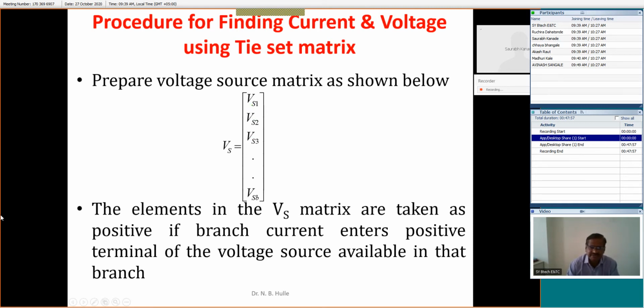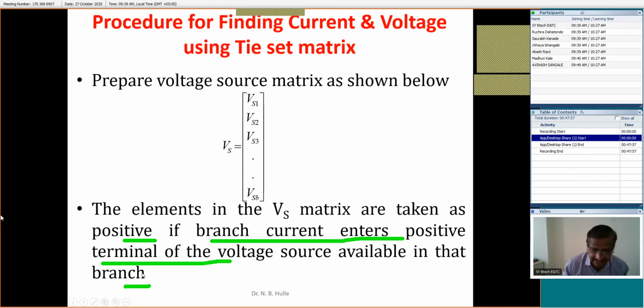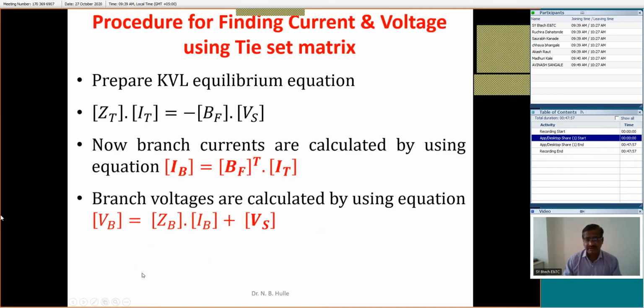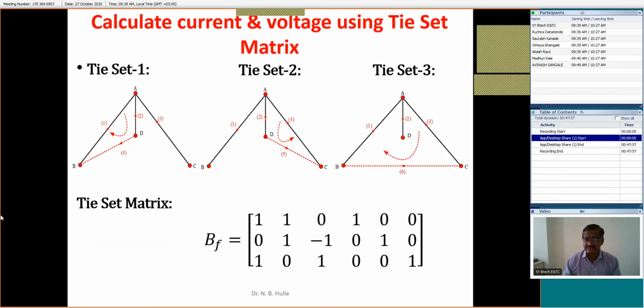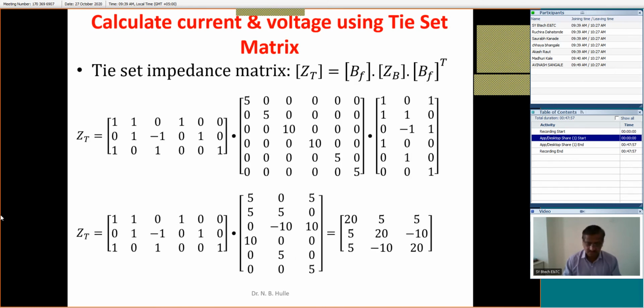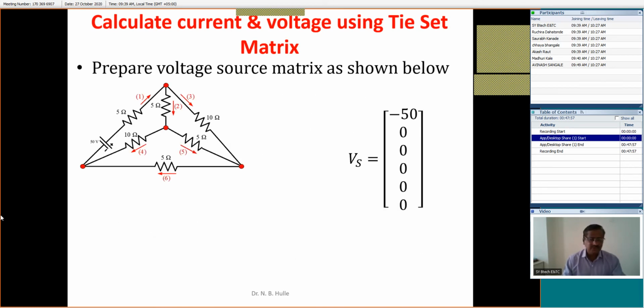Now we will prepare the voltage source matrix, or the branch voltage source matrix. This is VS1, VS2, VS3, VS4 and so on. But how are the entries? Elements in the VS matrix are taken as positive if the branch current enters the positive terminal of the voltage source available in that branch. That means if it enters into the positive terminal, then that entry will be plus, otherwise that entry will be minus 1.